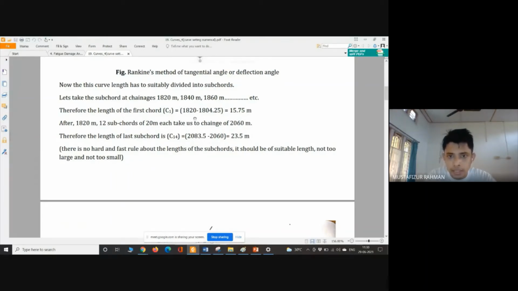Then all the intermediate chords, there are 12 sub chords, which are 20 meter each, and we get to the chainage of 2060 meter. From there we see what is happening. If we take 20 meter more, there will be a very small chord, 3.5 meter left. So we take the last chord as 20 meter plus the extra. If we come 20 meter, we will reach 2080 meter. 3.5 meter is extra, so we take that also. So 23.5 meter is the last sub chord.